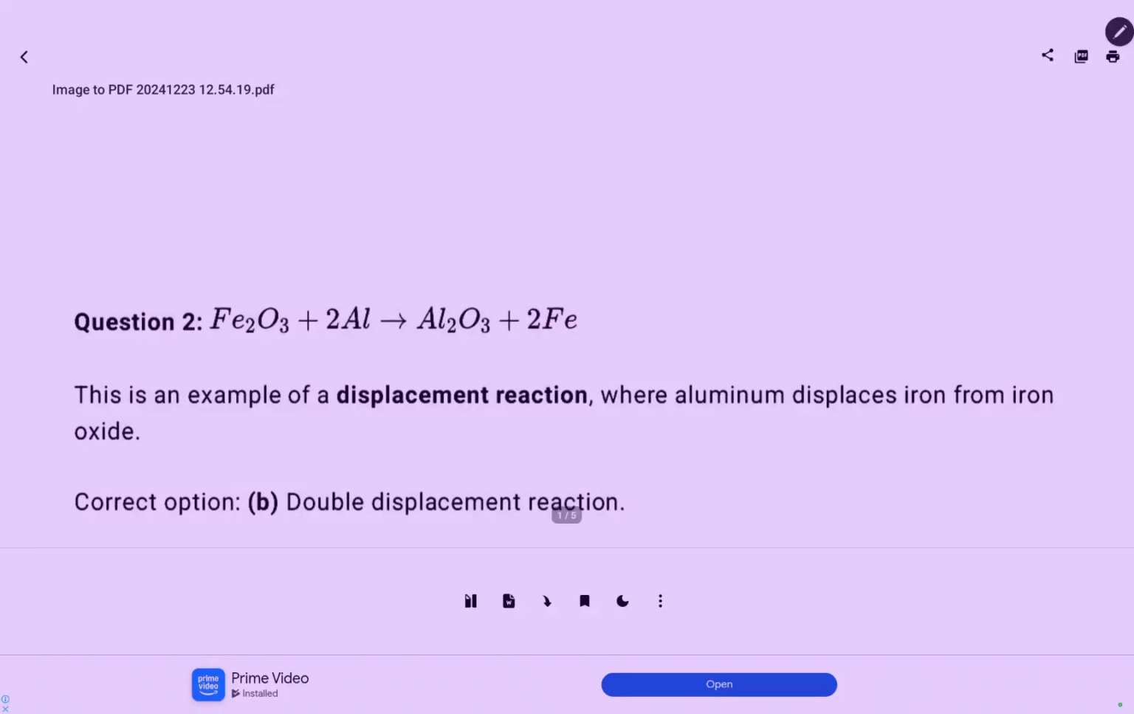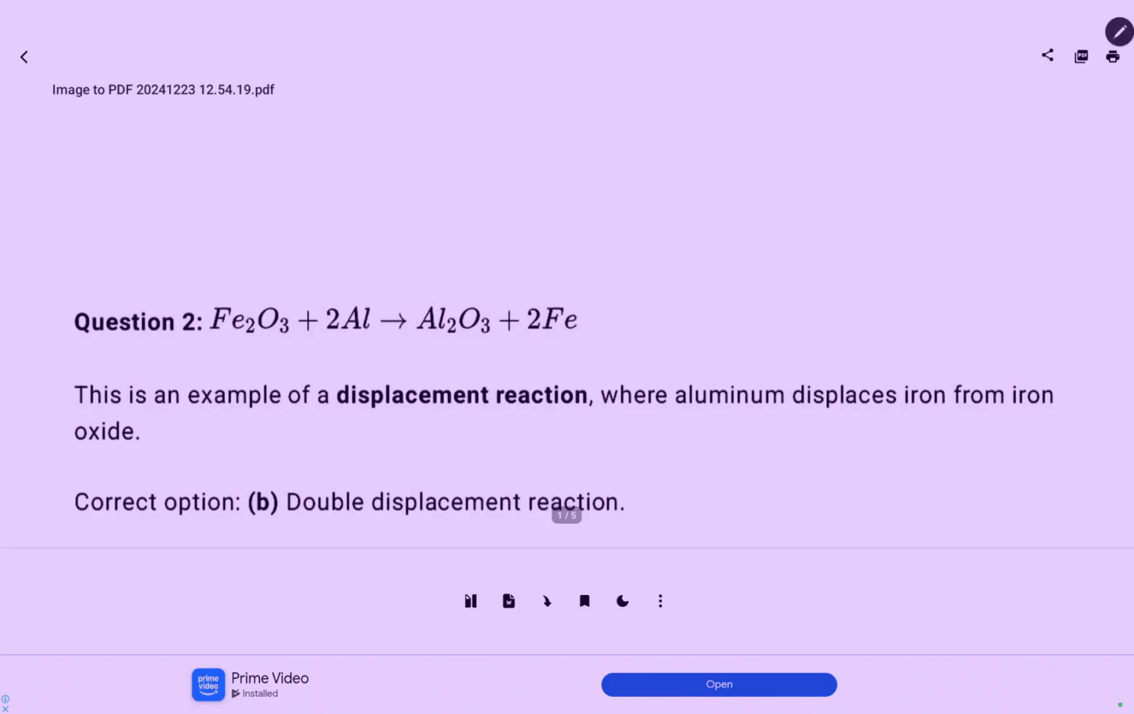Hello children, in today's lecture we are going to discuss the exercises that we learned in our lectures. In your exercise, the first question is given as: when an equation is given.